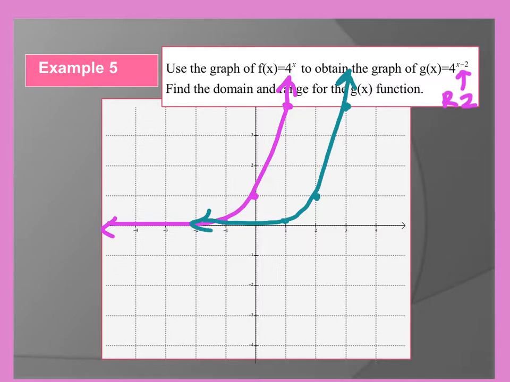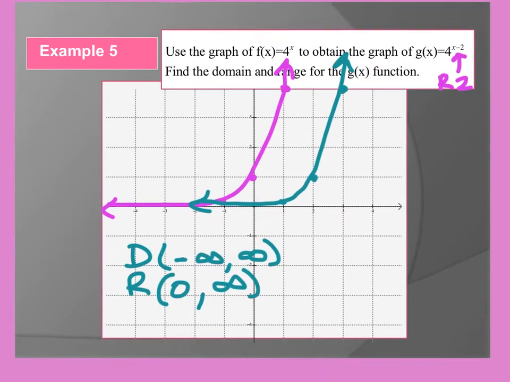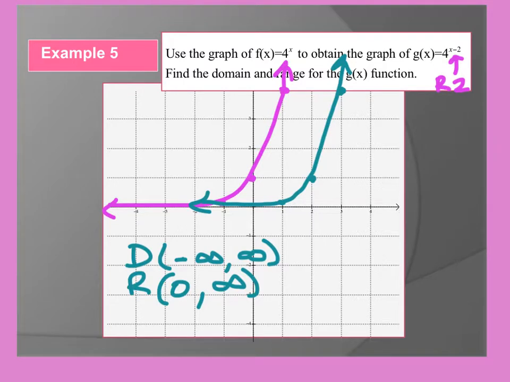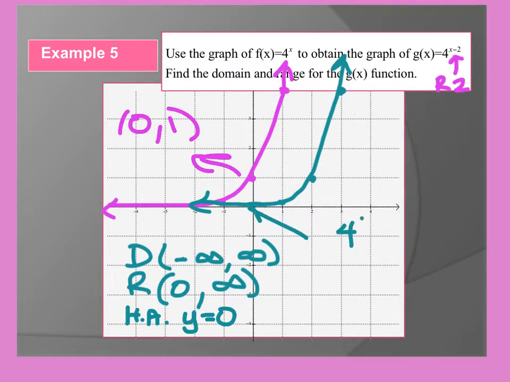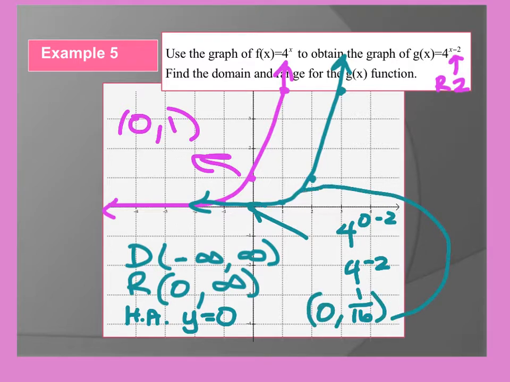So did my domain change? No, both negative infinity to positive infinity. Did my range change? Whoa, that's so sloppy. Sorry. My range did not change either, 0 to positive infinity for both, okay? Did my horizontal asymptote change? Nope, still y equals 0, okay? Did my y-intercept change? Yes. So initially it was 0, 1. If I wanted to find this exact spot, I would plug 0 in for x. And I'd get 4 to the negative 2, which is 1/16.